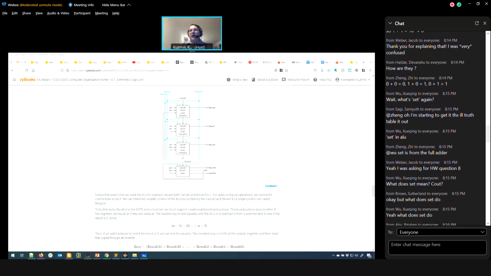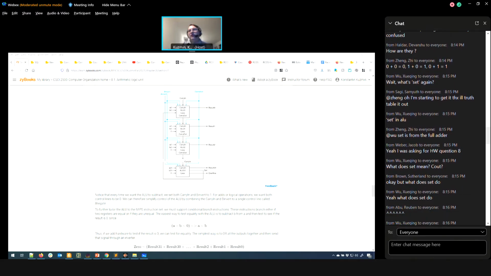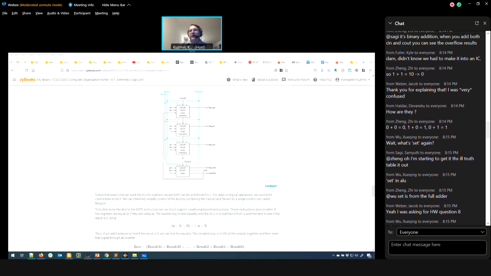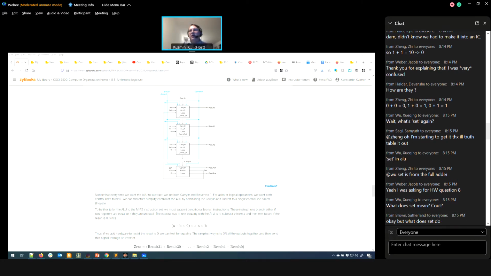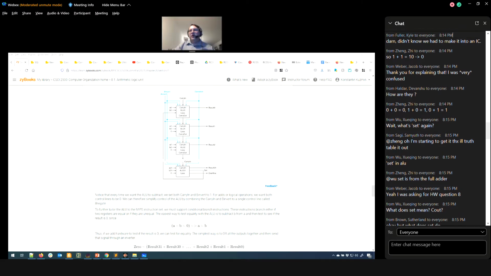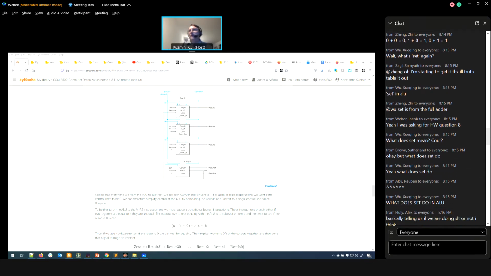I didn't know we had to make it into an IC. You didn't have to. It's in reference to question 8, but it would definitely be a good idea, so it would save you time. And I think I showed how to do that, and I answered a question earlier on how to make ICs in open circuits. All right, and what was set again? I think I talked about it, so let me skip it for now.